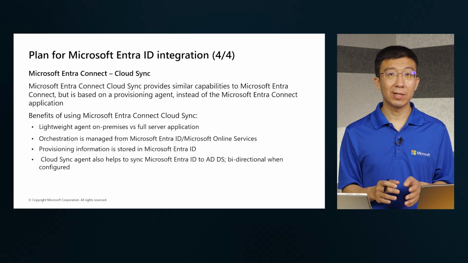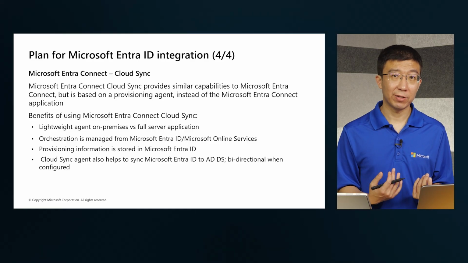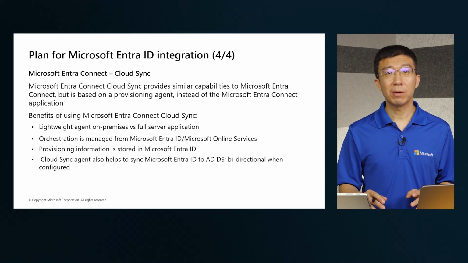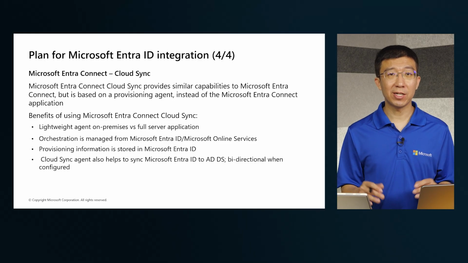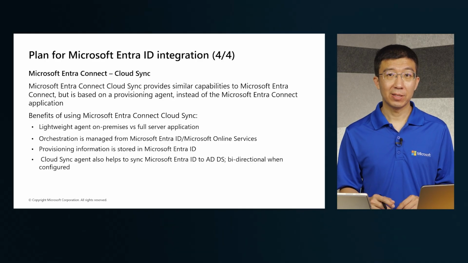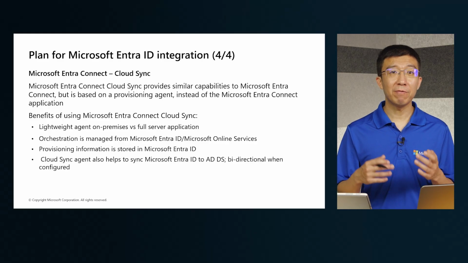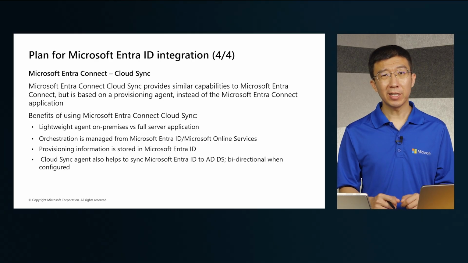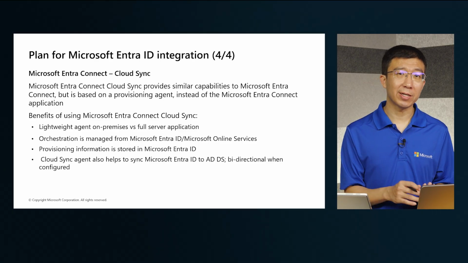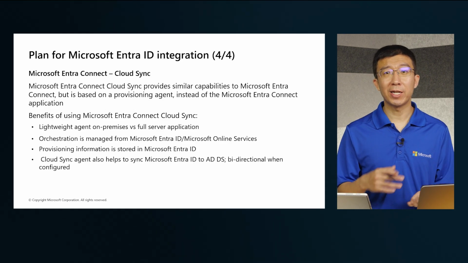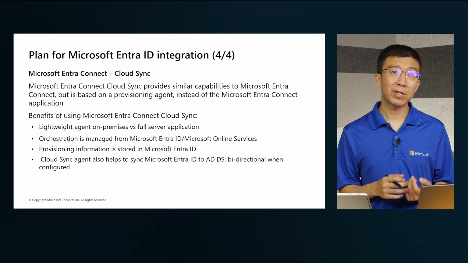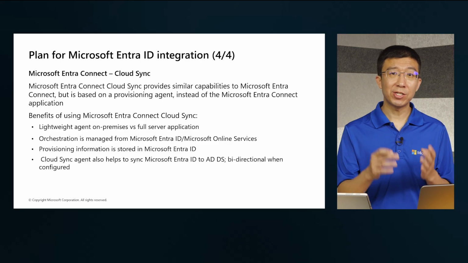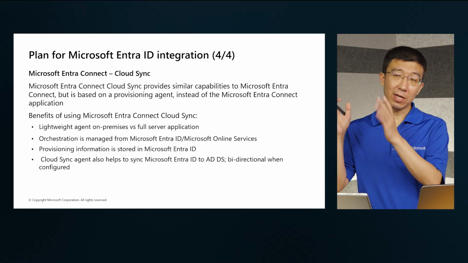Entra Connect Cloud Sync is a lightweight alternative to the full Entra Connect application. It uses provisioning agents for easier setup and high availability. It supports multi-forest environments, mergers, and acquisitions. It can be used alongside Entra Connect for flexible hybrid identity solutions. All configuration is managed in the cloud, and agents act as bridges between AD and Entra ID.